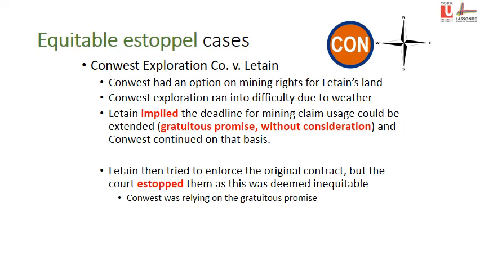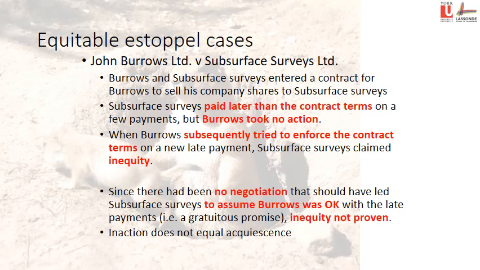Conwest was relying on the gratuitous funds given by Latane. In the second equitable estoppel case, John Burroughs agreed to sell his company to Subsurface Surveys. Subsurface Surveys had a payment plan to pay the shares over a number of terms, and a few of the payments were made late. Burroughs didn't take any direct action when those payments were made late.